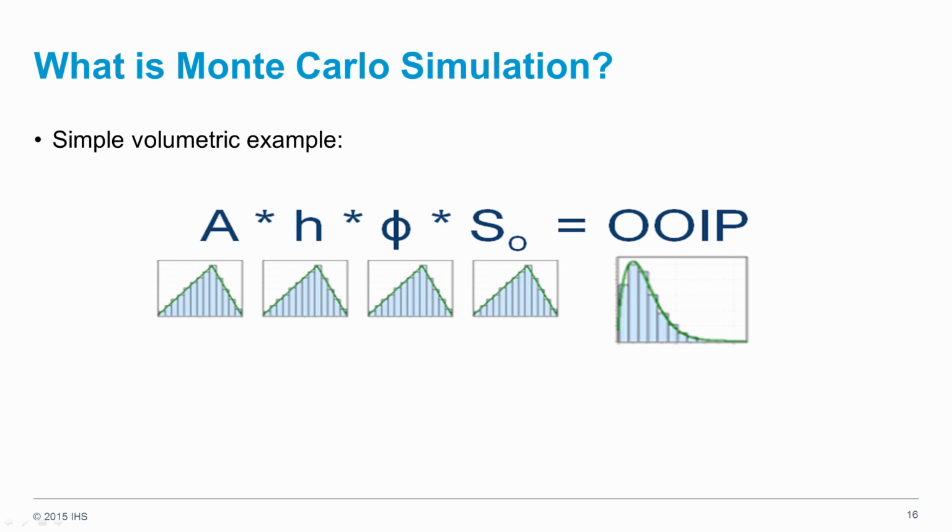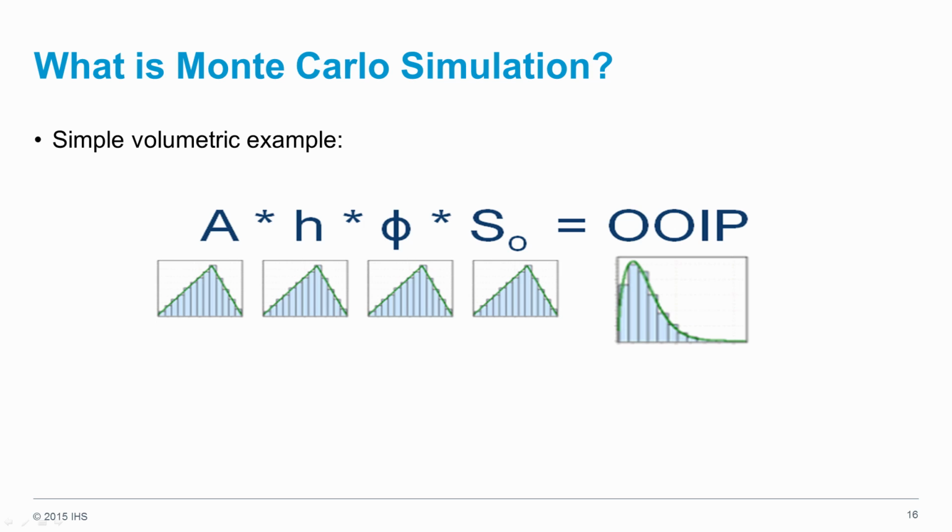Each of these inputs will have a distribution. So instead of saying, I know the area is 160 acres, I'm going to say the area could be anywhere between 80 acres and 240 acres, and it's most likely 200 acres, for example. I repeat this for all of my uncertain inputs, and then I have distributions for all my uncertain parameters. I sample these distributions multiple times, run the calculation, and generate hundreds and hundreds of original oil in place values. This gives me a distribution of original oil in place. So I now know my P90 original oil in place, my P50, and my P10.